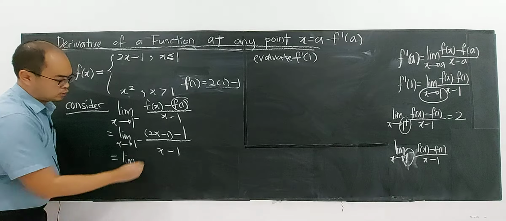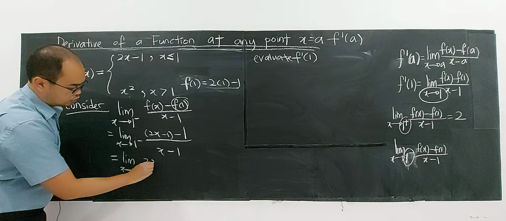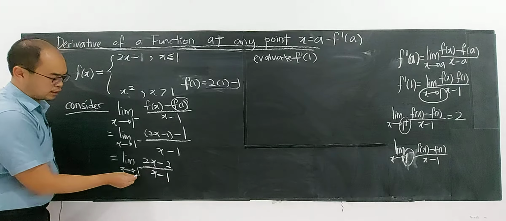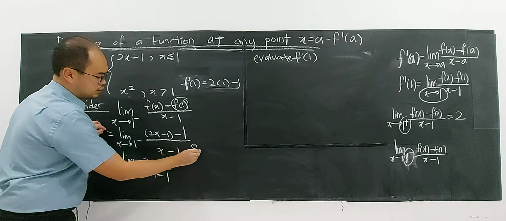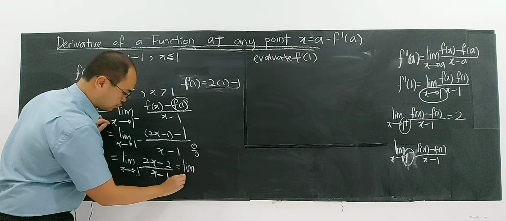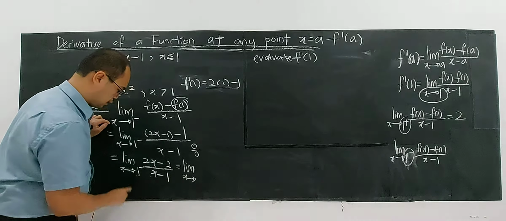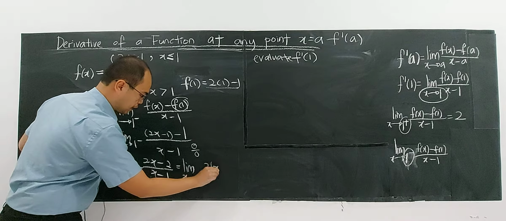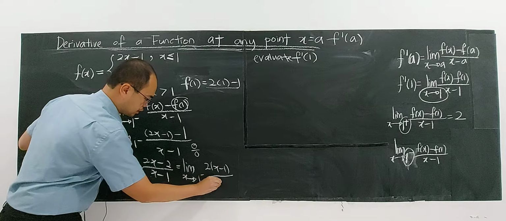1 from the left. So you have 2x minus 2 divided by x minus 1. This is also a case where you put in 1, you're getting 0 over 0, right? So we can factorize the common factor here. So the limit as x approaches 1 will be 2(x minus 1) over (x minus 1).